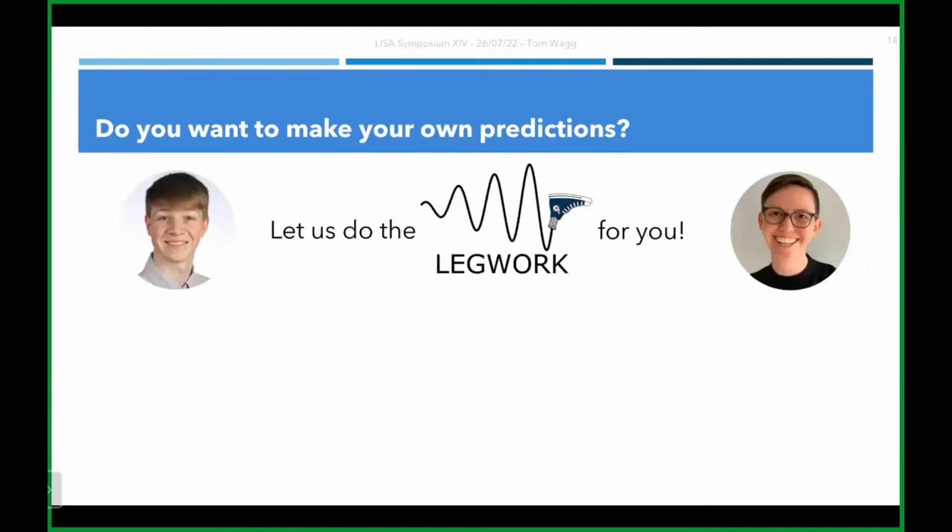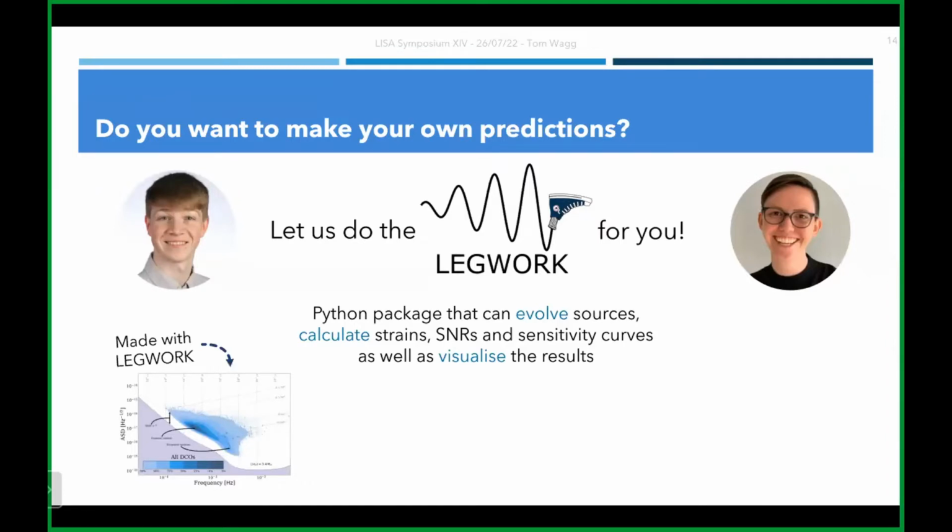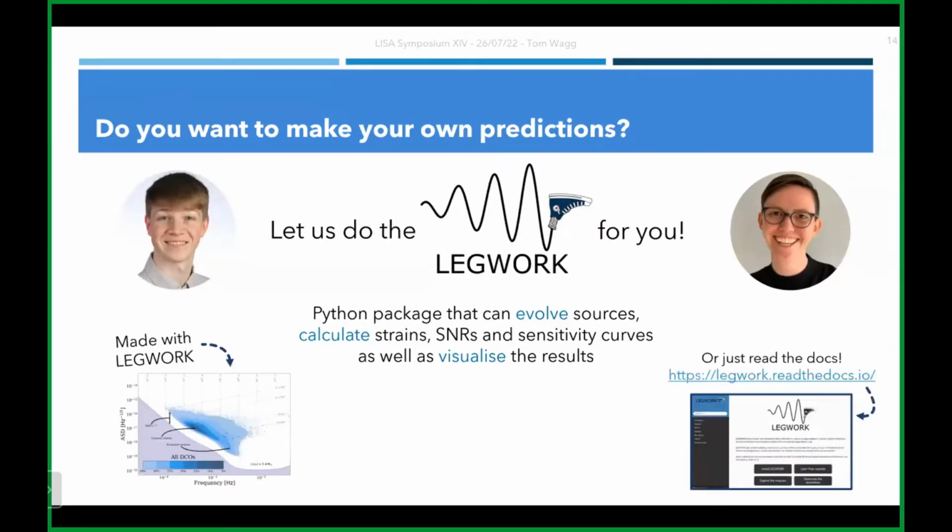This is me making awful puns, but this is a Python package that Katie Breivik and I have made, and it will evolve sources, calculate strains, signal-to-noise ratios, sensitivity curves, and it also visualizes all the results. So if you remember that plot from earlier on, that one is made entirely with LEGWORK. And you can find all the documentation online. You can install it just by pip install legwork.